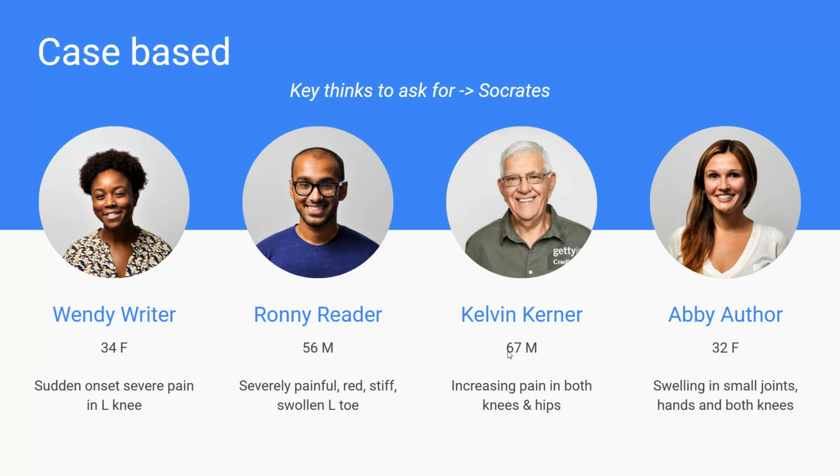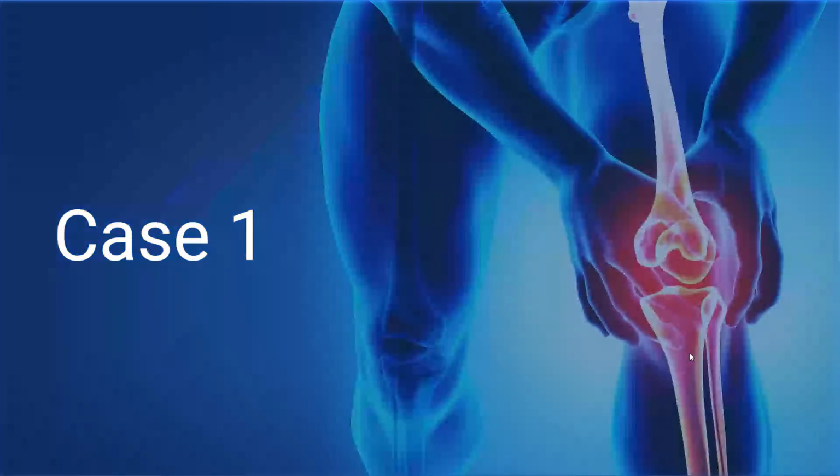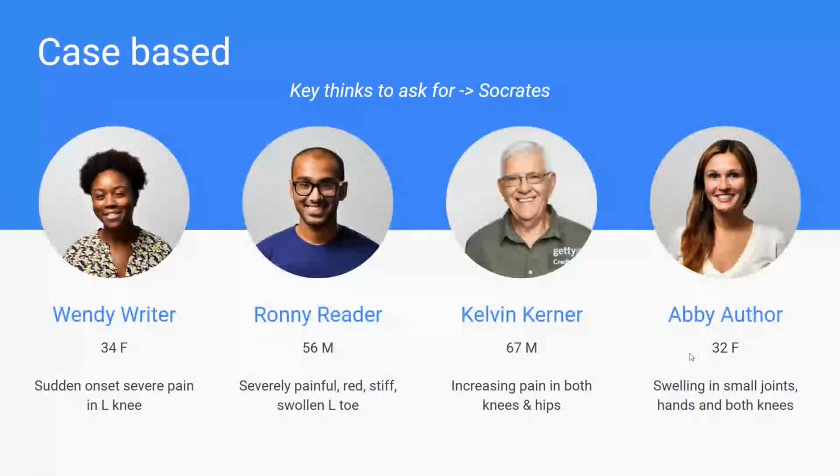Calvin Kerner is a 67-year-old male who's presented with an increasing pain in both knees and hips. And Abby Author is a 32-year-old female with swelling in small joints, hands, and both knees. I'll let you guys have a very quick look.